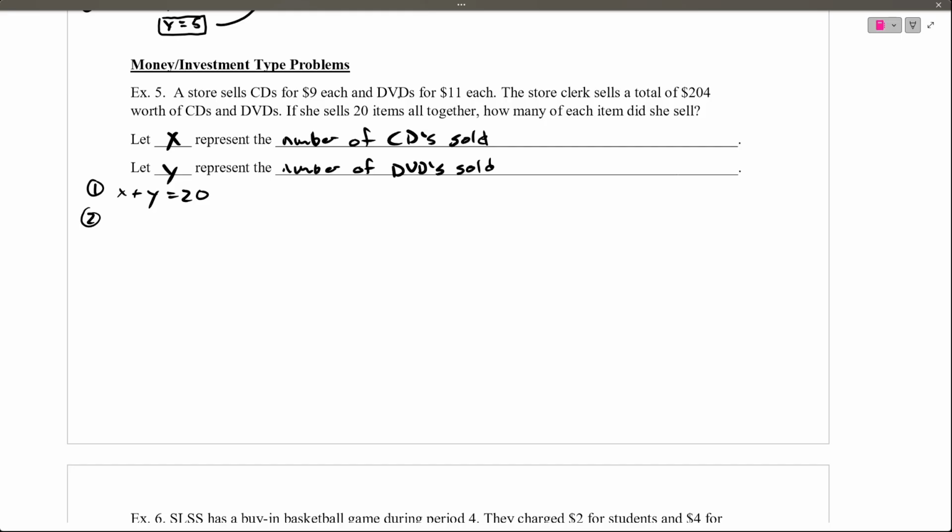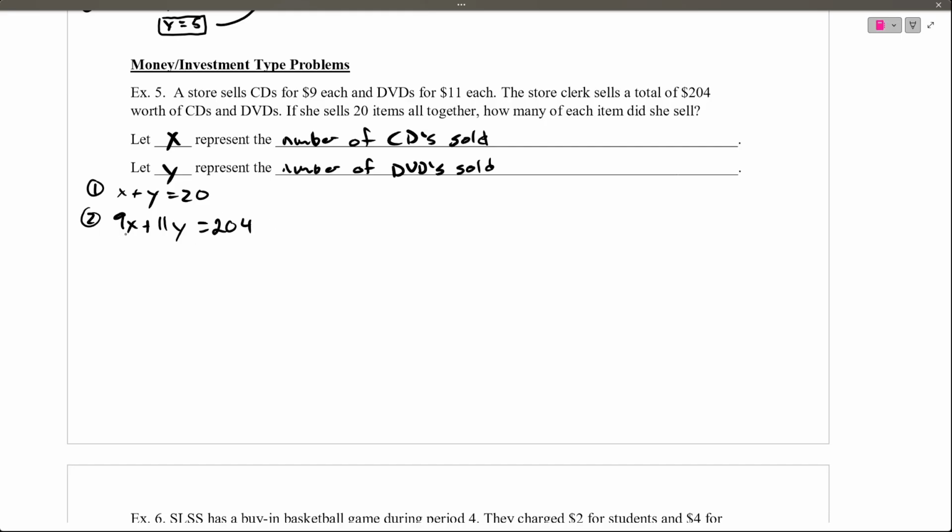So that's really what we're doing here. We're saying, well, if I combined all of the CDs and DVDs and I looked at my receipt, the bill would be for $204. So that means the combined value of all the CDs plus the combined value of all the DVDs gives me $204. Okay. So let's think about what that actually means. So that means I have x number of CDs where each one is $9. So that means I have 9x, $9 times x. And I have $11 for each DVD. If I combine that, we're going to end up with $204.